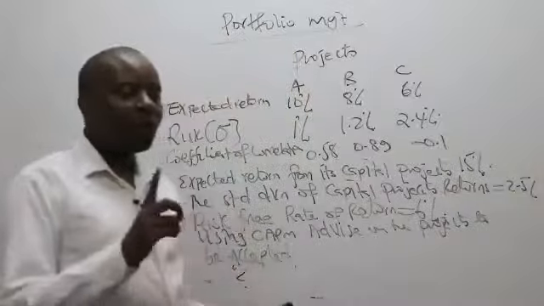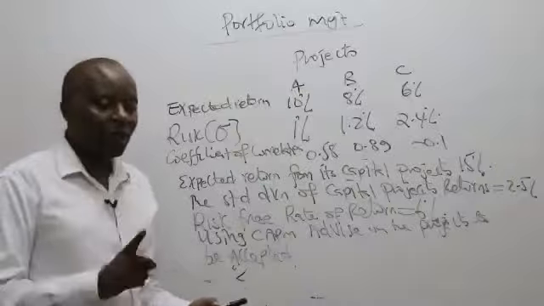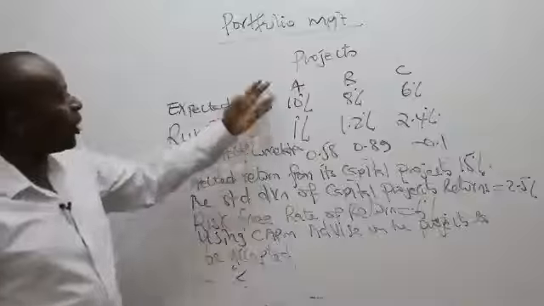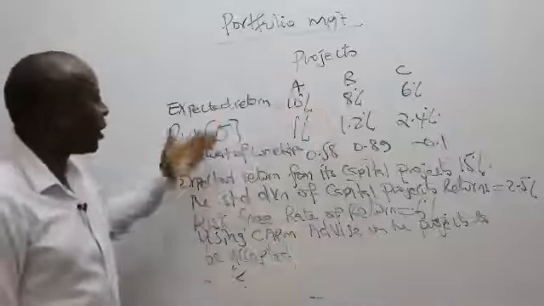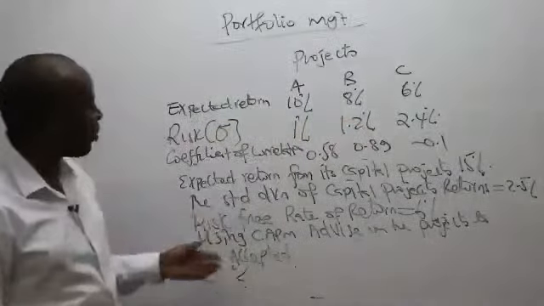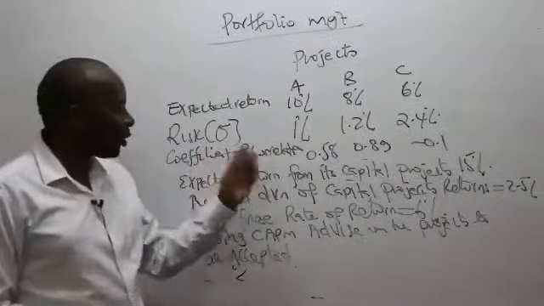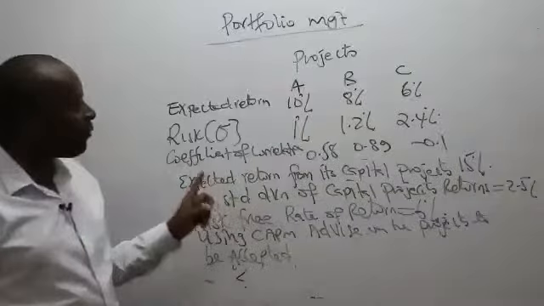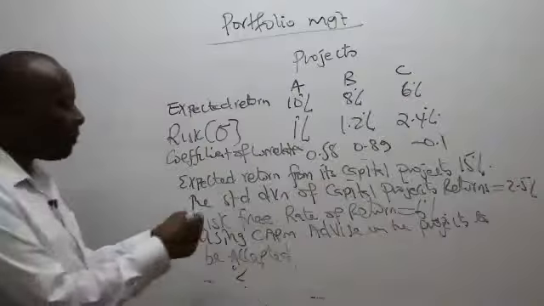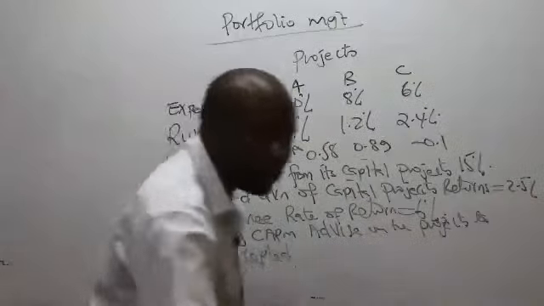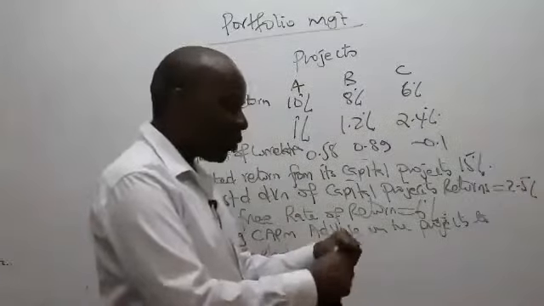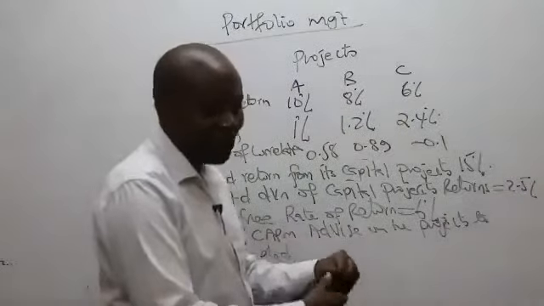So what some good student is telling me here, ladies and gentlemen, is that the first thing I need to do for this kind of question, where they have given us 3 projects, is to look at the expected returns, the risk-free rate, and then the coefficient of correlation. Expected return from its capital projects is 15%. Remember, whenever the examiner talks of capital projects, you are supposed to know that capital projects are market portfolios.